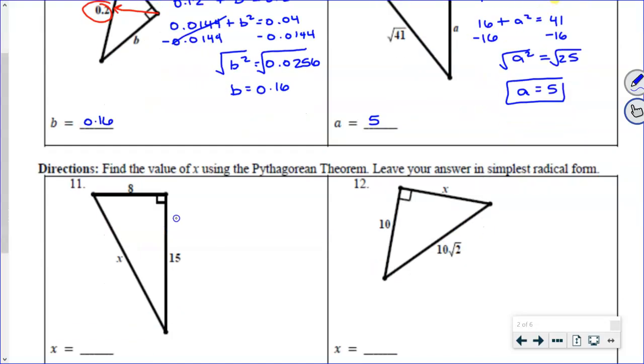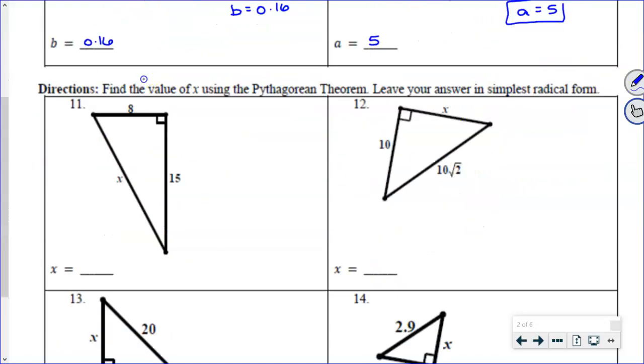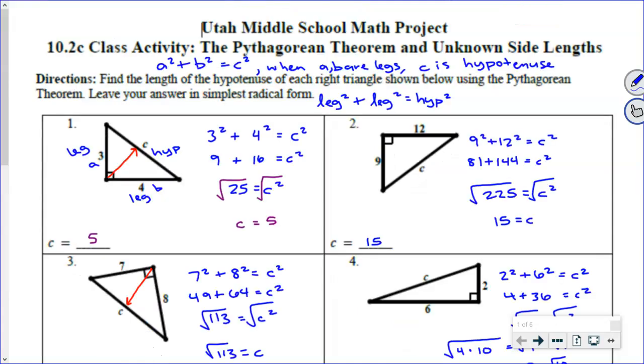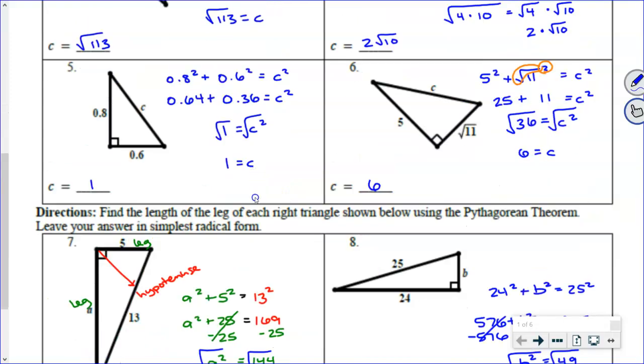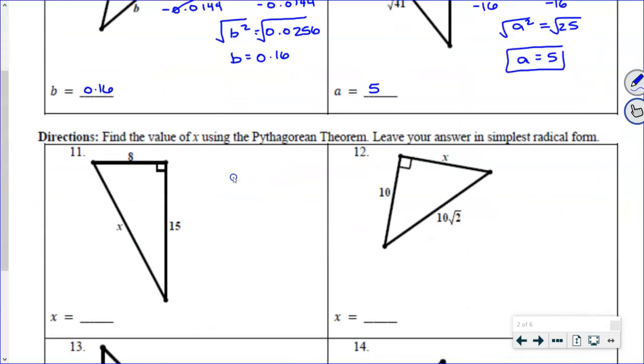Okay, notice, and I warned you about this in the beginning, 11, 12, 13, and 14. It's just saying find the value of x. Notice there's no a, b, or c here. Notice the first set of directions said we're finding the hypotenuse. The next set of directions said we're finding the leg, and now we're saying just use it in the appropriate way to find that missing value.